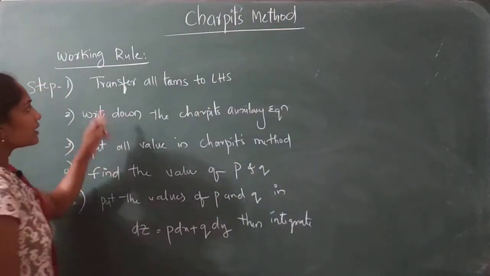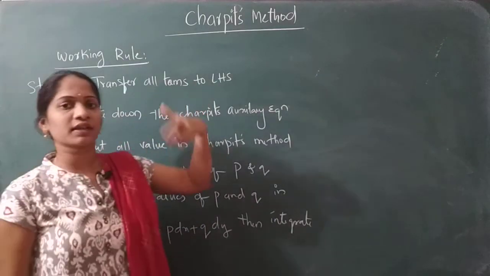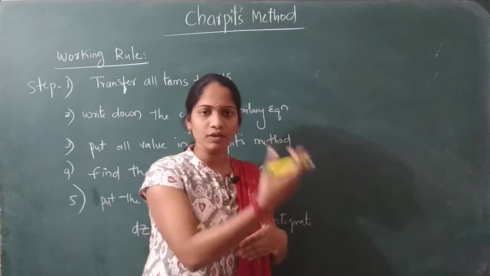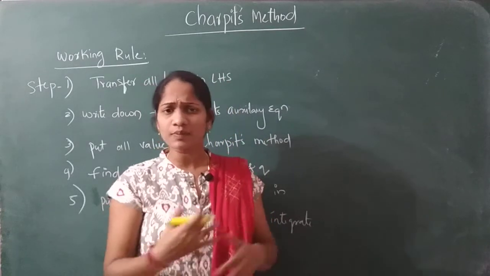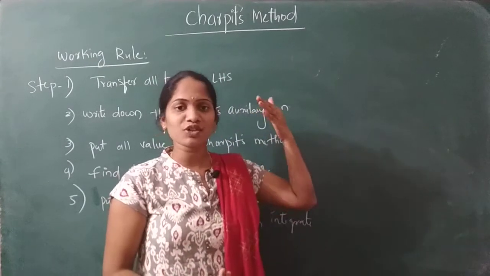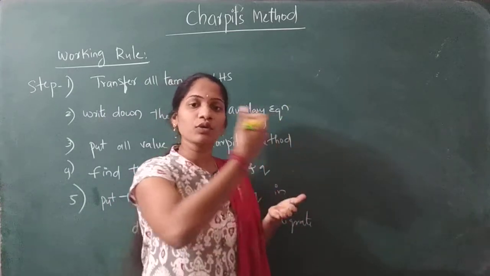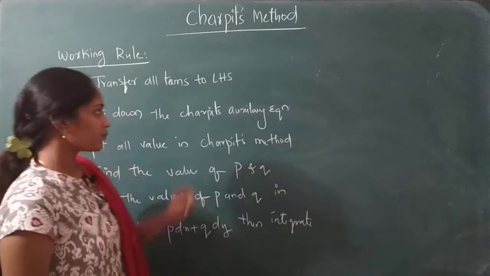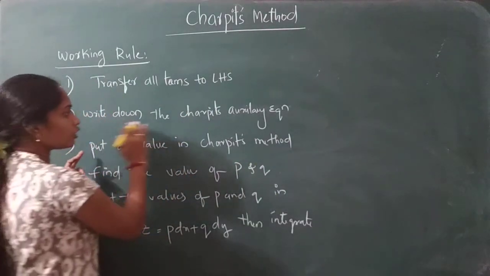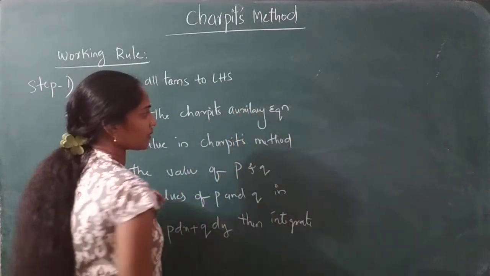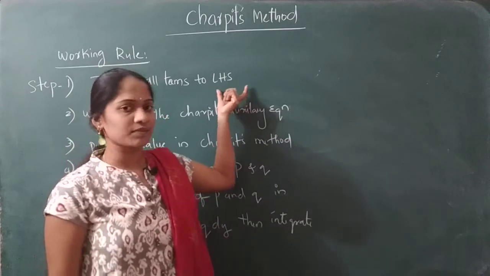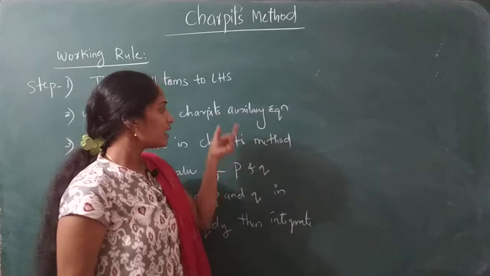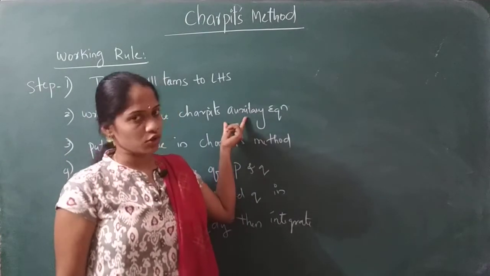Step 1 is to transfer all the terms of the given equation to LHS. That means you may get terms like z equal to p square plus x square. You should have nothing on the RHS side; you have to take all the terms to the LHS. This is the first step you have to remember. Then write down the Charpit's auxiliary equation.